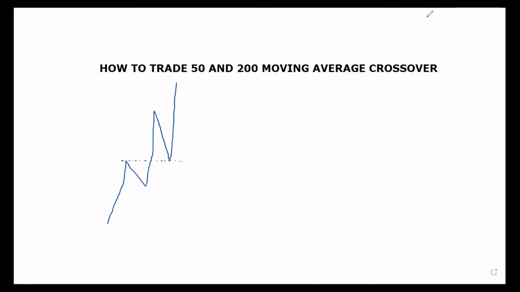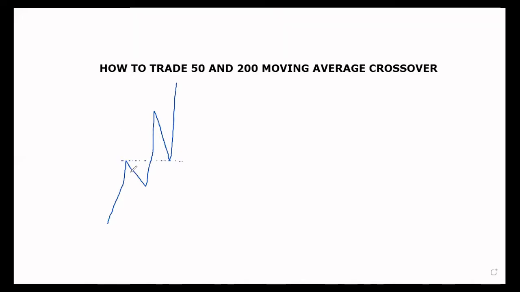And in today's class, guys, we're going to learn how to trade the 50 and 200 moving average cross. These are very powerful. It's a very powerful indicator, and it actually works most of the time, guys. When you master this, I am confident that you're going to make money in the forex market.